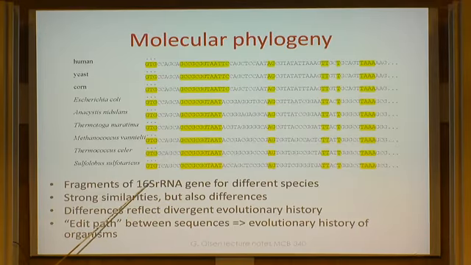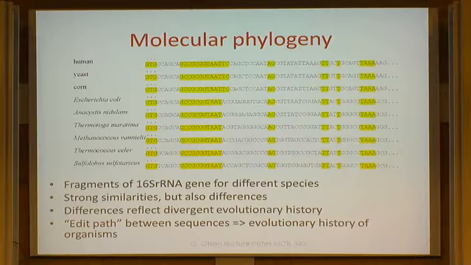What we do today is we look at the 16S ribosomal RNA gene, and here's a bit of it shown here. So this is human, yeast, corn, E. coli, various other organisms. Down here is Sulfolobus, an archaeon. And these sequences are very similar, but there are slight differences. Those differences reflect the divergent evolutionary history of these organisms. And what people try to do is construct some sort of edit path between these sequences, and that edit path is then interpreted as the evolutionary history of organisms.